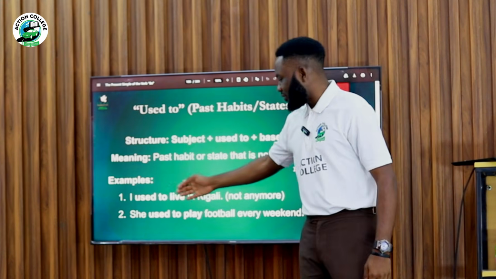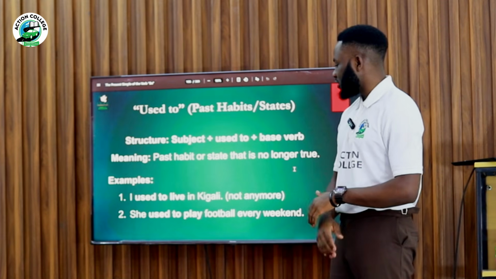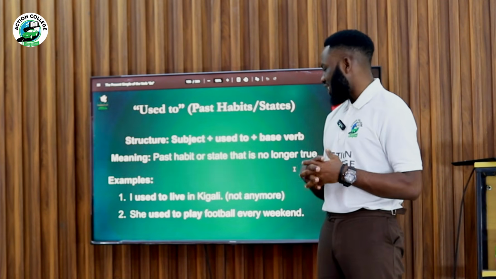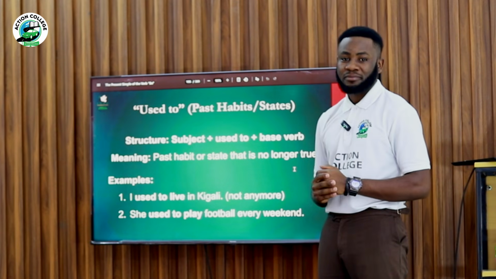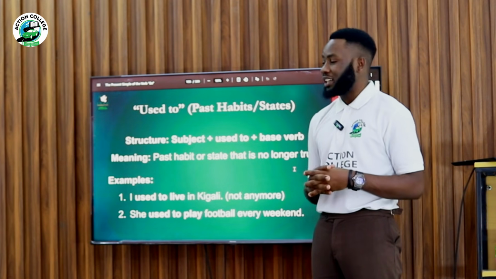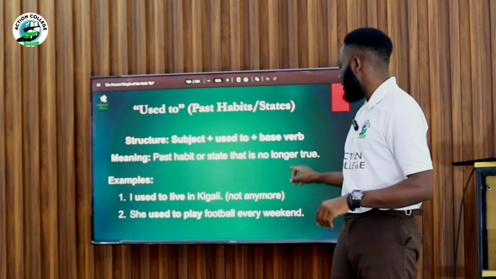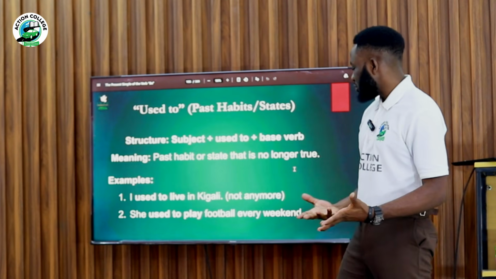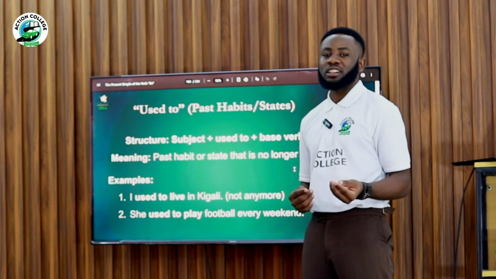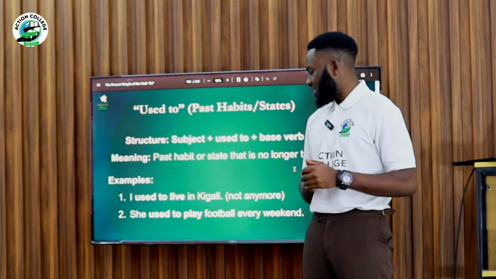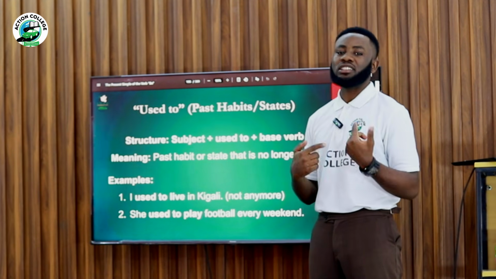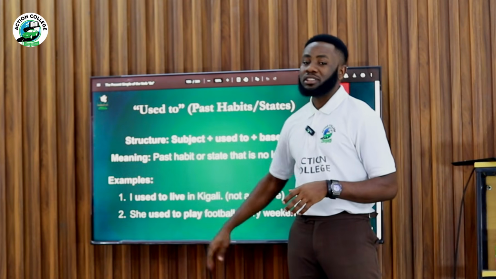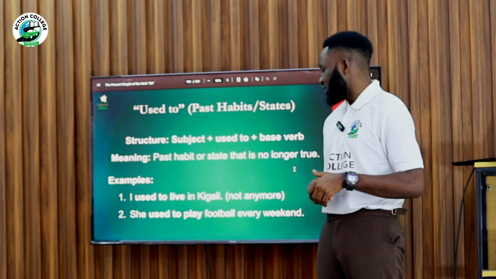Then the first example: this person is trying to explain a past habit. The example states, I used to live in Kigali. I used to live in Kigali. In the meaning, we have something which sounds like no longer true. What do we mean by this? It was the habit in past years, the habit of living in Kigali. He always used to stay in Kigali, but now the person no longer lives in Kigali. The habit has changed, of course.